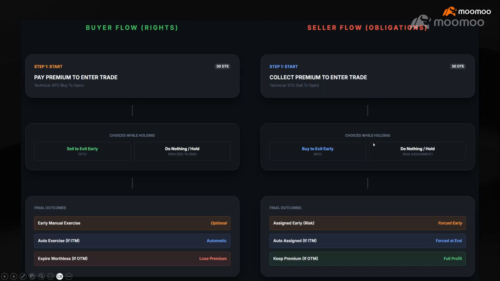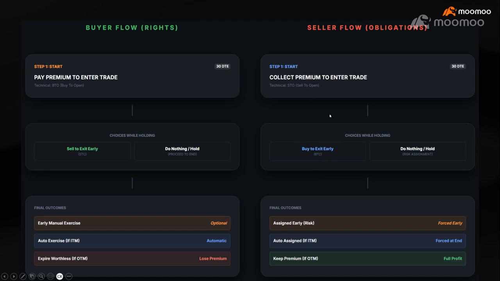So what happens next? You have two choices while you're holding the options. One, before the expiration, you can buy to close. When you sell to open, if you want to close your position, you just want to exit and you don't want this position anymore, you can buy to close. Remember, when you open the position, you must close it. Just remember it this way.